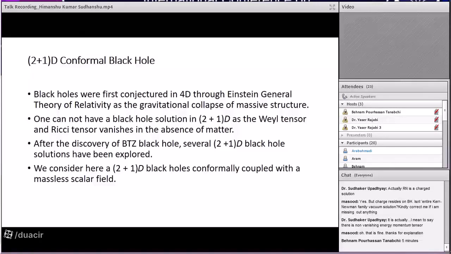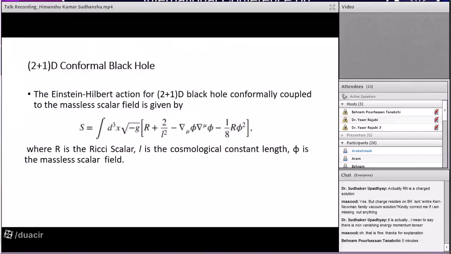So here we have considered 3D black holes conformally coupled with a massless scalar field for the study. For 3D conformal black holes, the Einstein-Hilbert action for the conformally coupled massless scalar field is given by this relation, where R is the Ricci scalar, L is the cosmological constant length, and phi is the massless scalar field coupled with the Ricci scalar.